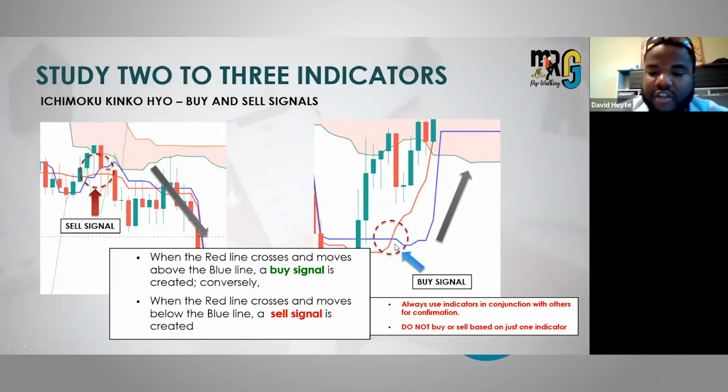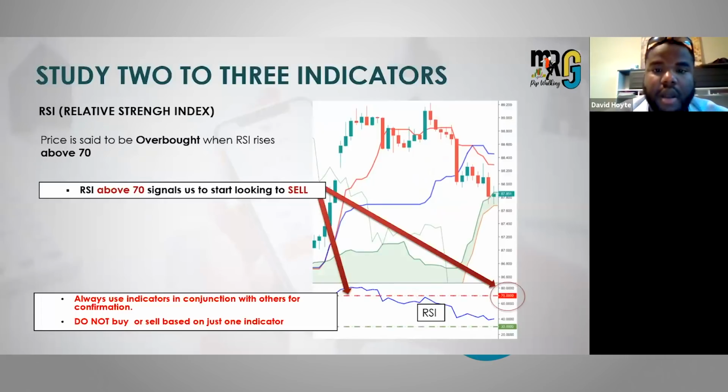If the red line crosses above the blue line, which is on the right side of the chart, basically that's a buy signal. So if you look at these examples, when it crosses below, the trade dropped, and when it crosses above, the candles shot up. All right. Remember, you're not basing this off of one indicator. A lot of times people just take this and run with one indicator and don't look at anything else.